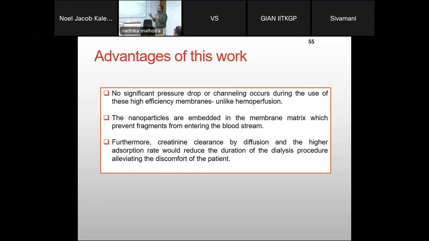condition. Hemoperfusion works only on the basis of adsorption. So basically it's a packed bed through which you pass the blood and it has to adsorb, or the contaminants adsorb. So this does both by transport, by diffusion, as well as removal of these uremic toxins by hemoperfusion. So creatinine clearance and diffusion at higher adsorption rate would reduce the dialysis duration, alleviating the discomfort of the patient.